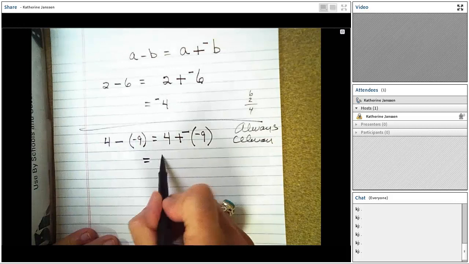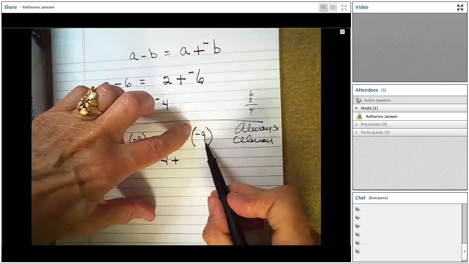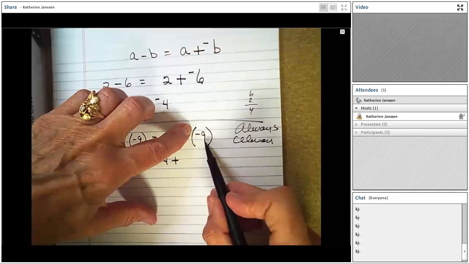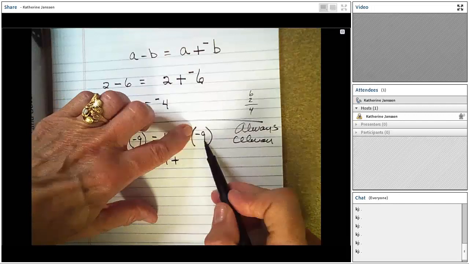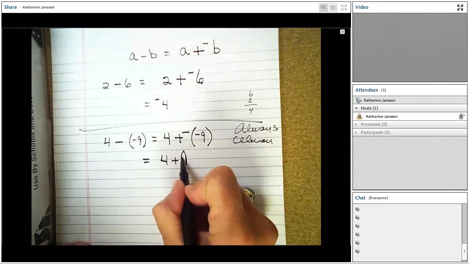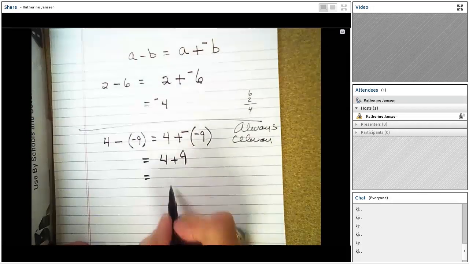Now I have 4 plus, I have an opposite of 9, which is negative 9. I'm looking for its opposite. The opposite of negative 9 is positive 9. So I'm going to add, and 4 plus 9 is 13.